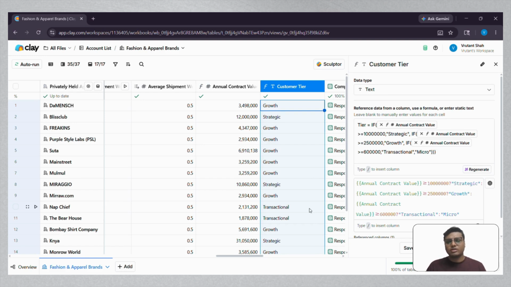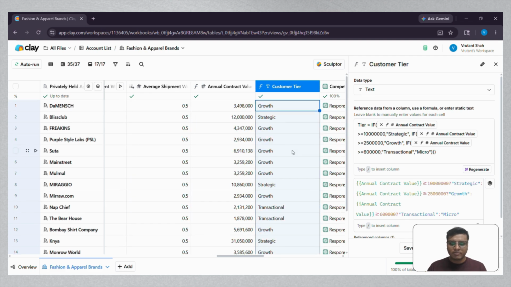Below 6 lakh, say for example, if they are bringing in annual revenue below 6 lakh, then it can be classified as a micro account, where you just have to give them the rates and it can be automated through your operations. So this is how you stop your sales reps from spending time on accounts that will never convert to meaningful revenue. And finally, as you can see, we have the same classification done over here, tier wise.